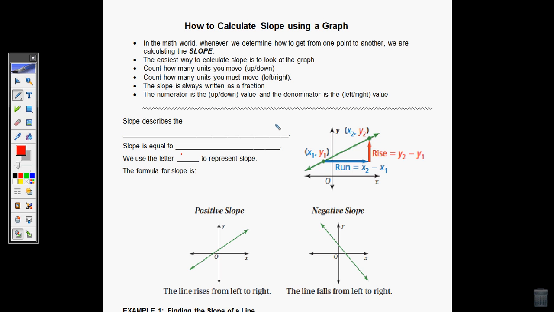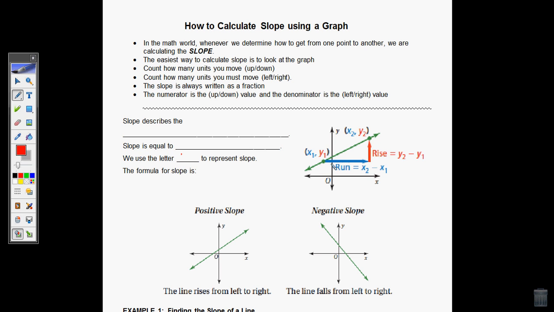How to calculate slope using a graph. All right, here we go. Slope is essentially going to be our measure and our tool to define how a specific line is moving. Okay, the direction in which that line is traveling.